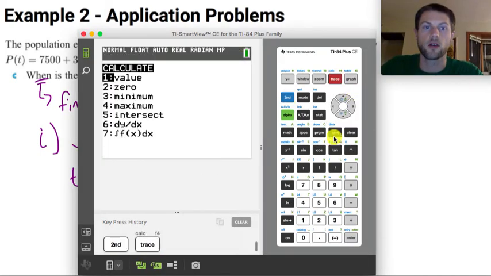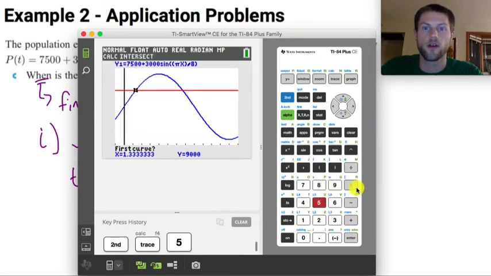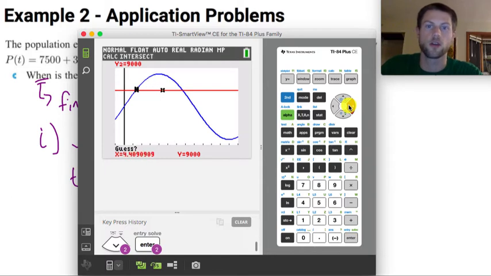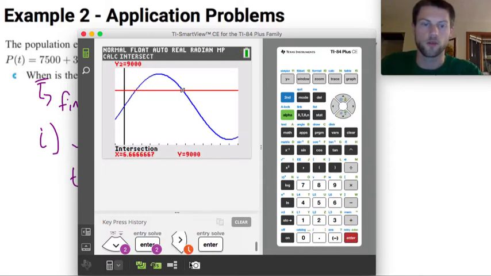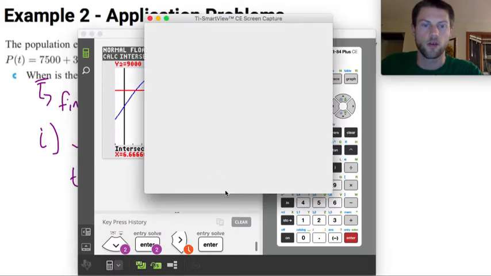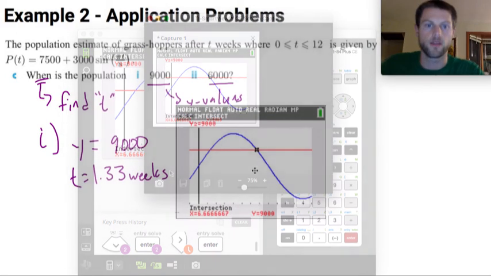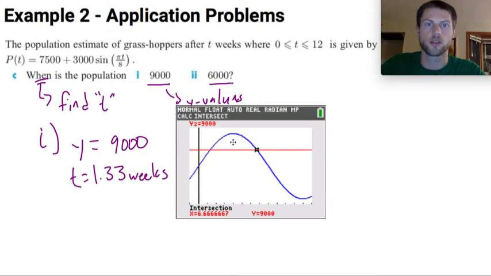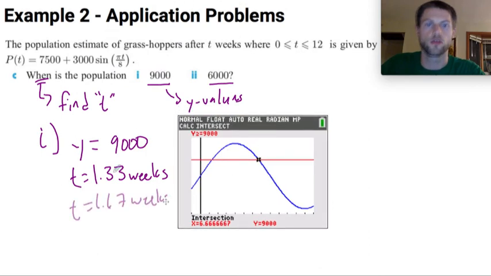So second calc, one more time, down to intersect. We can also hit 5. First curve is this blue one. Second curve is the red one. Guess, let's get closer to that intersection we're looking for. Hit enter, and it will grab this one as well. And that second one is 6.67 weeks. So again, we're looking for where the two graphs intersect.